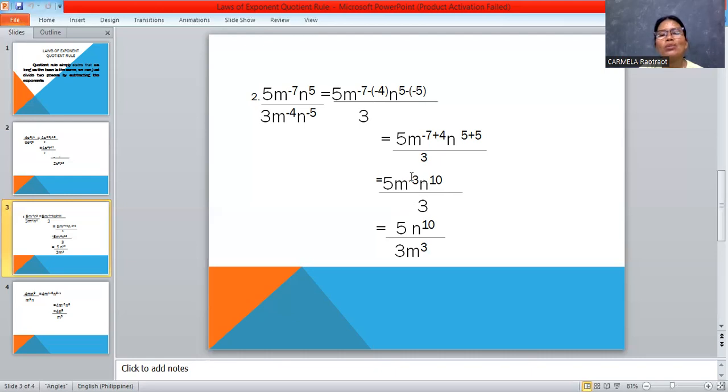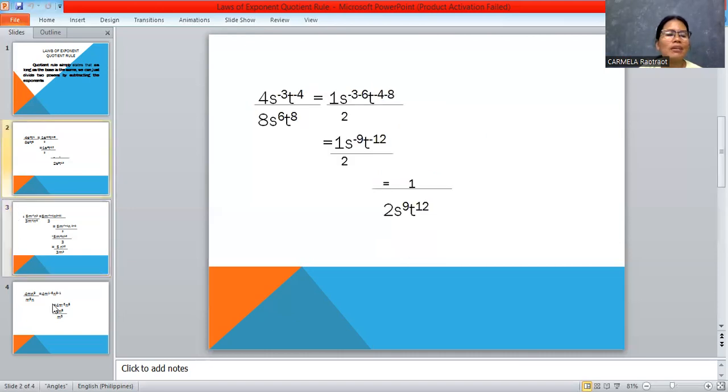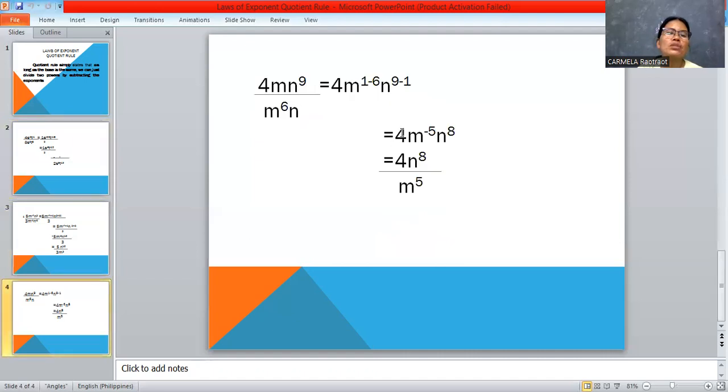So what we're going to do with that? We put it in the denominator, then it will become positive. Therefore, your final answer is 5n raised to the power of 10 over 3m raised to the power of 3. Okay, so let's have another example.